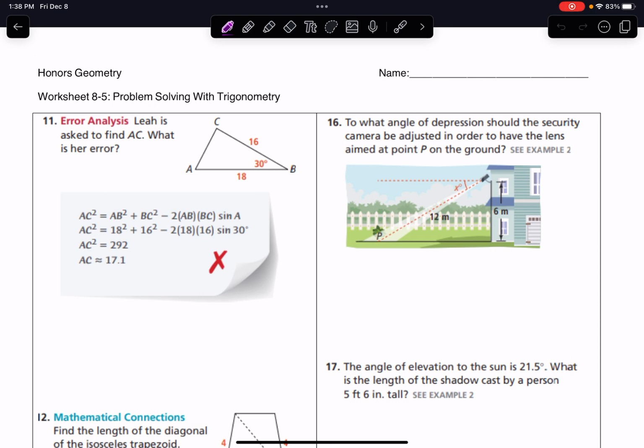So for the first one, Leah is asked to find side AC. What is her error? So she was using the law of cosines to find AC squared. But she used the word sine instead of cosine in the law of cosines, which of course we can't do. So she used sine instead of cosine in the law of cosines. Cosines. Oops.